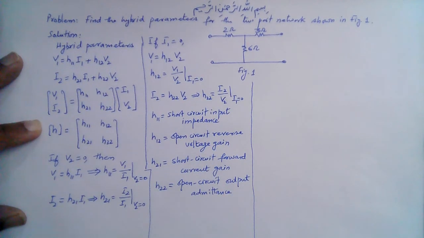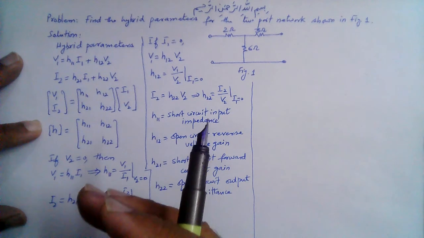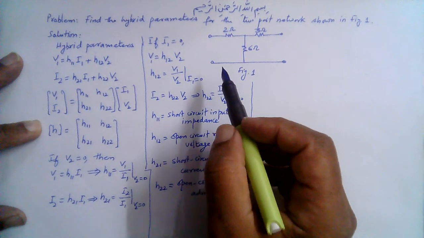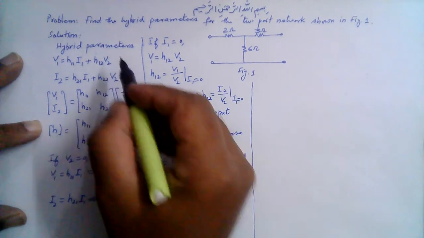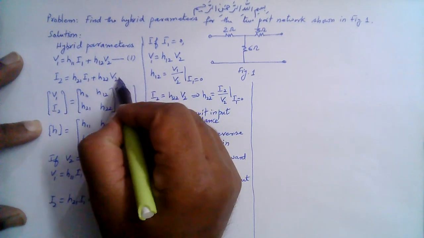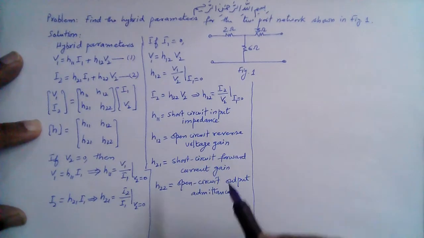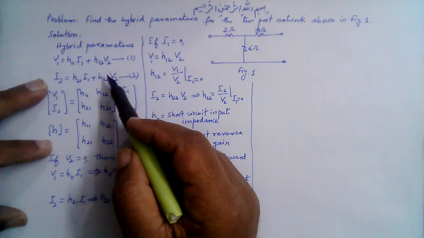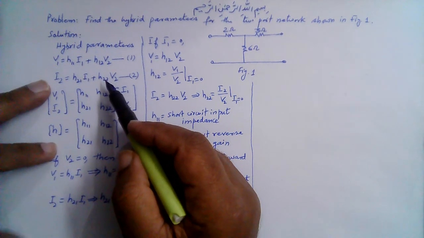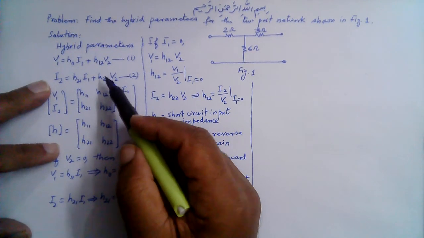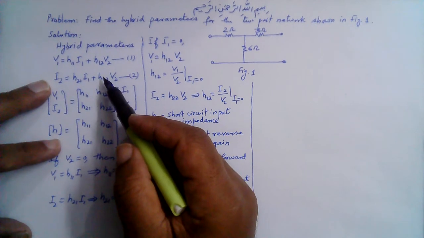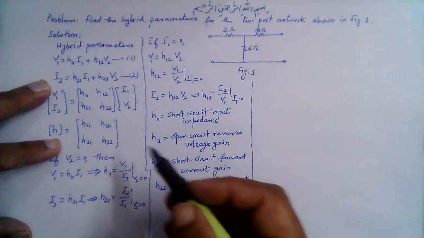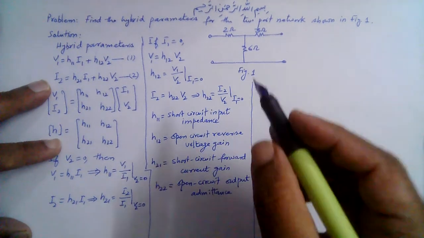Or we can apply circuit analysis techniques to basically arrive at two equations which are of the same form as these two equations. Let me put this as equation 1 and this as equation 2. So if we can arrive at two equations similar to these, then we can compare our equations with these equations, and by comparison of the coefficients we can find the hybrid parameters. So let us use this second method.